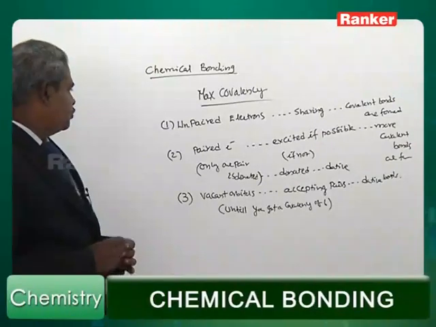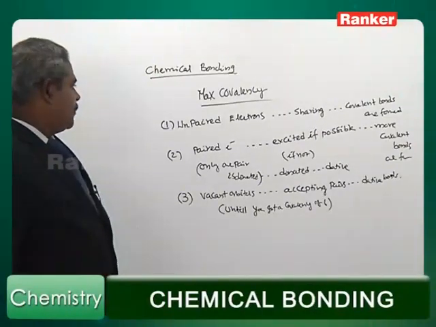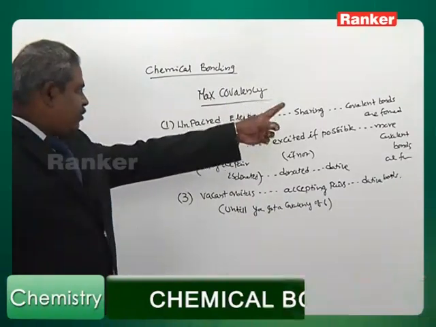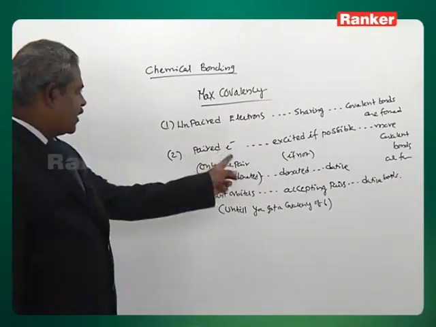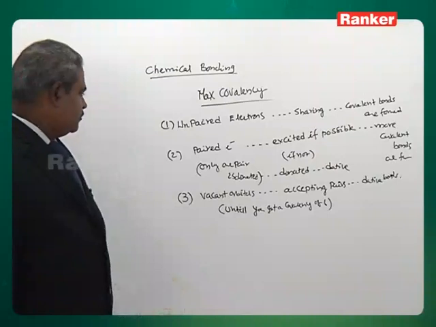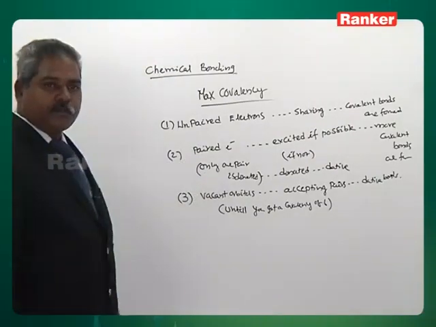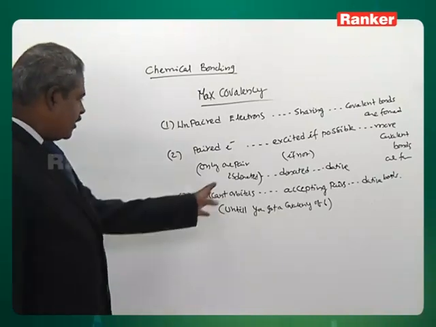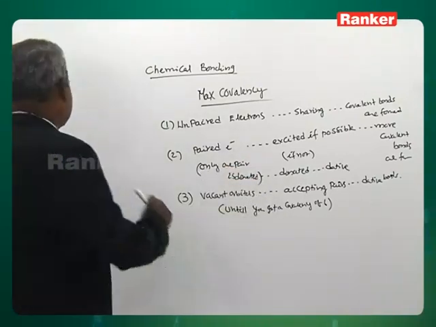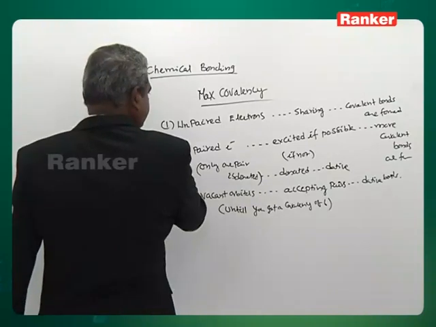Let us apply these rules. Unpaired electrons are used in sharing, covalent bonds are formed. Paired electrons are excited if possible. If not, they are donated as it is. The pair is donated. And vacant orbitals are used in accepting pairs and more dative bonds are formed.